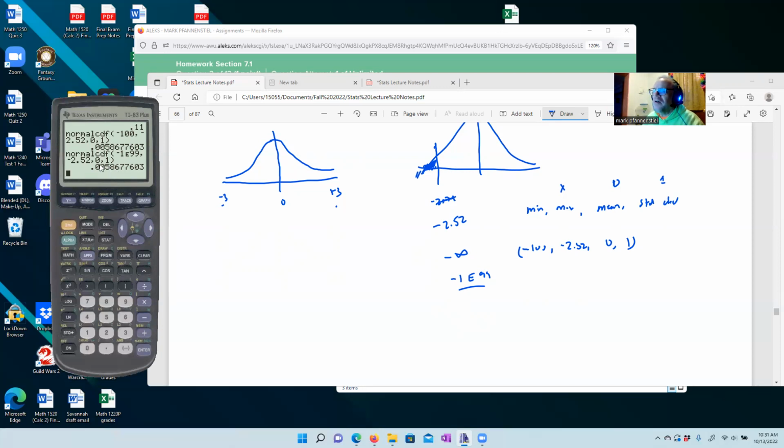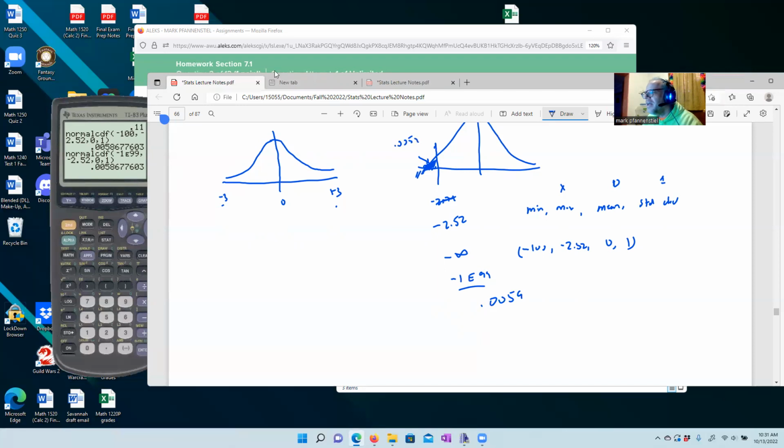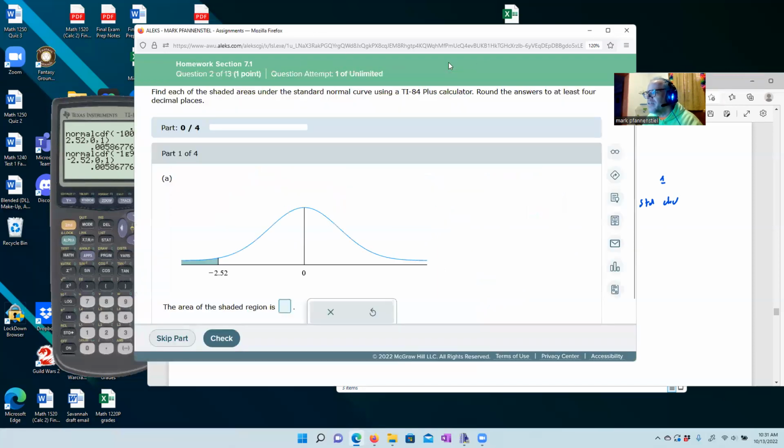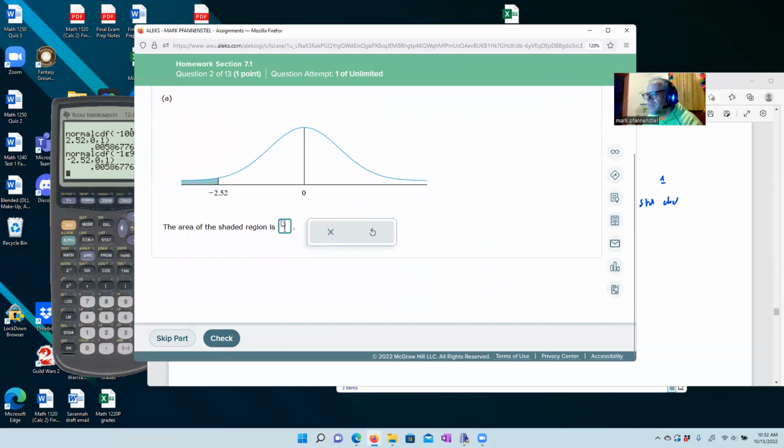I don't know if they want 4 significant digits or 4 decimals. I think they want 4 decimals. So this is going to be 0.0059. That's what this area is, 0.0059. We'll go ahead and enter that into the computer here. So we're going to say 0.0059. That's this area from -infinity all the way up to -2.52.